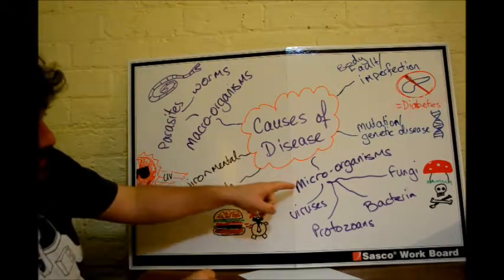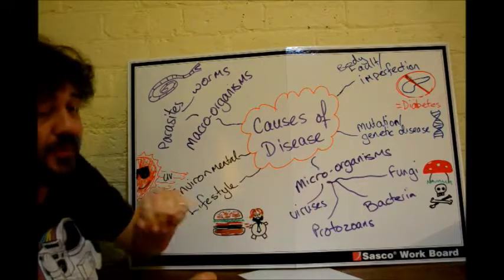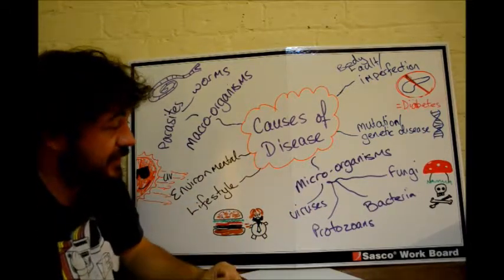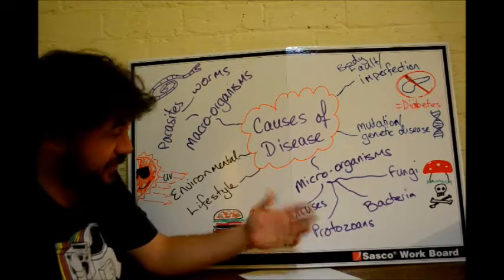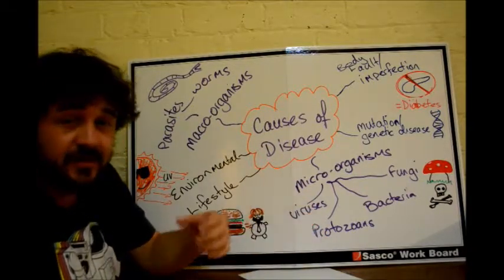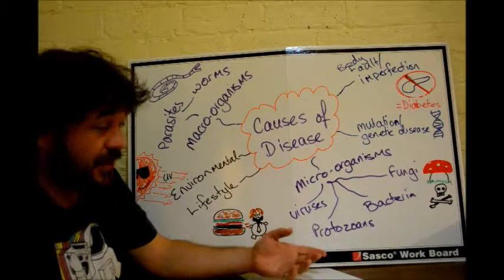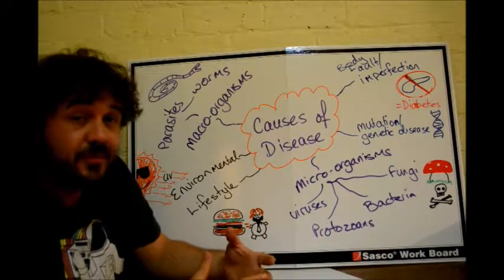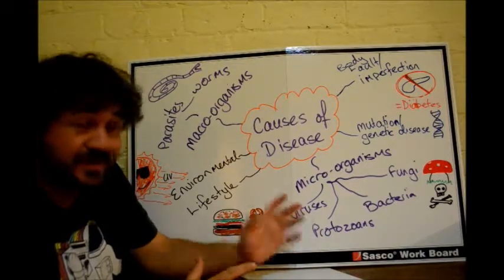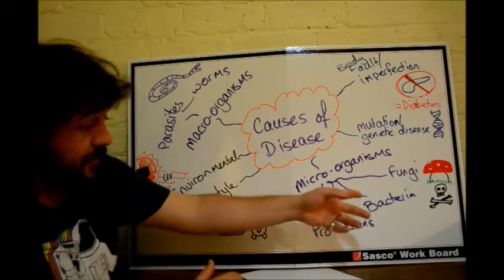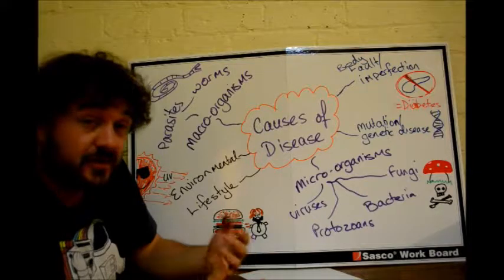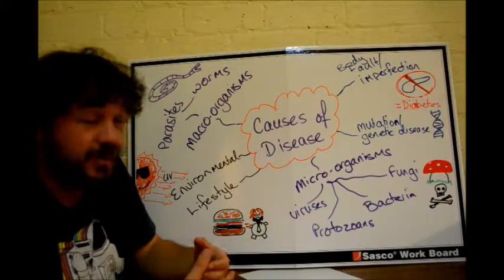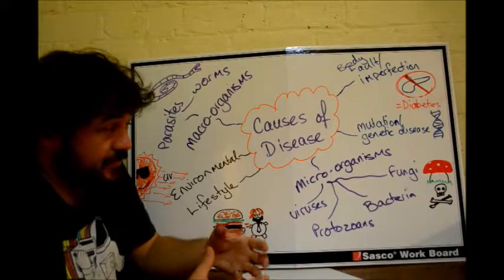Then we get down here to microorganisms. And this is probably what most people think of when they think of diseases. So we've got viruses, protozoans. We'll give you an example of each actually. Virus, influenza. Protozoan, malaria. Again, it's killed more than half of the people who ever lived, so it's kind of a big deal. We've got bacteria, so that can be all sorts of things, like tuberculosis. That's probably going to kill more people than anything alive right now.